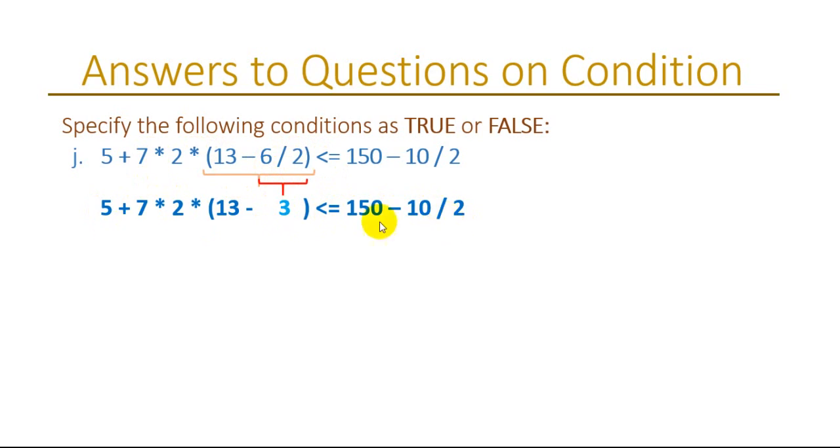Now from this expression, again we have to give priority to the bracket. So we have to do this one before doing anything else. So when you do that, it's 13 minus 3, which is 10. And we'll write the rest of the condition as it is. 5 plus 7 into 2 into this value. This value is now 10. Less or equal to 150, exactly like that. Right. So now we have this expression.